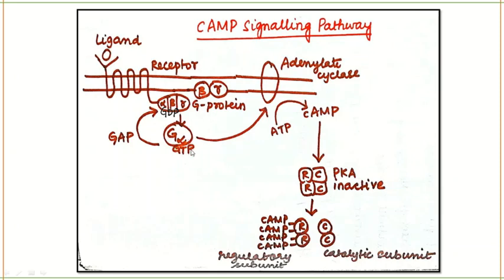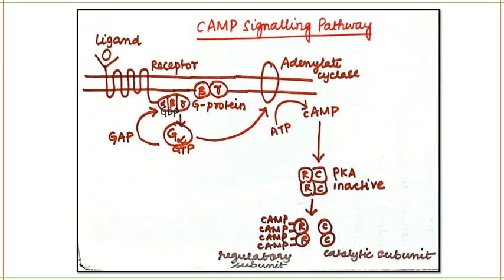This G alpha GTP in its activated form will go and activate the enzyme called adenylate cyclase, which is also a membrane bound enzyme. We know the function of adenylate cyclase is that it converts ATP to cyclic AMP. We know about the structure of cyclic AMP and we studied its function. Now this cyclic AMP will activate protein kinase A.